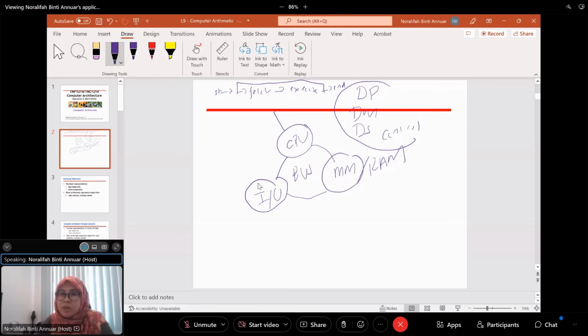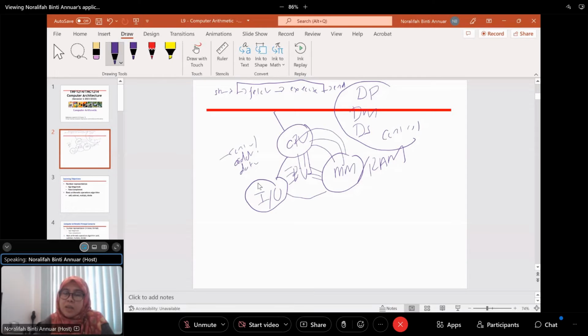It will fetch from memory and be brought back to the CPU to be processed. So of course it has to go via the system bus. The system bus, as you have learned, has 3 lines. What are these 3 lines? These 3 lines are the control line, address line, and data line.